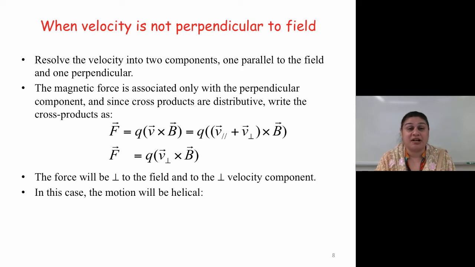When velocity is not perpendicular to the field, then you resolve the velocity into its two components. One will be parallel to the field and one component will be perpendicular to the field. The magnetic force is associated only with the perpendicular component. Since the cross products are distributive, we can write QV cross B equals Q(V parallel plus V perpendicular) cross B, or QV perpendicular cross B, because the parallel component becomes equal to 0.